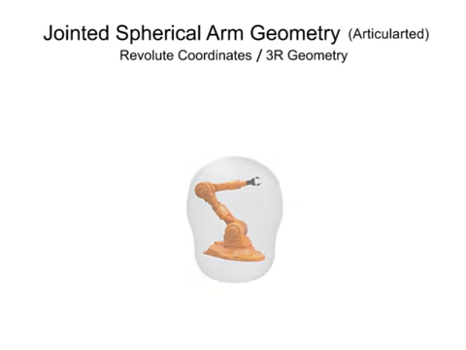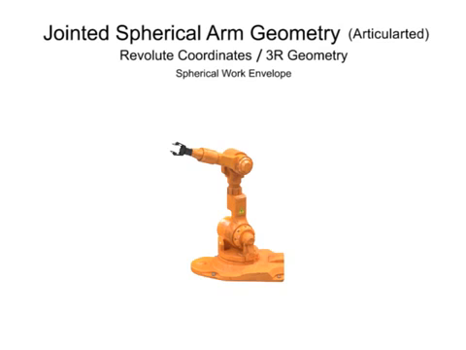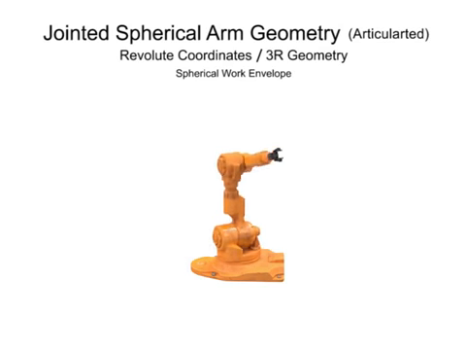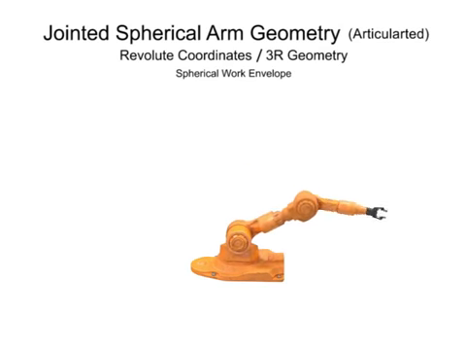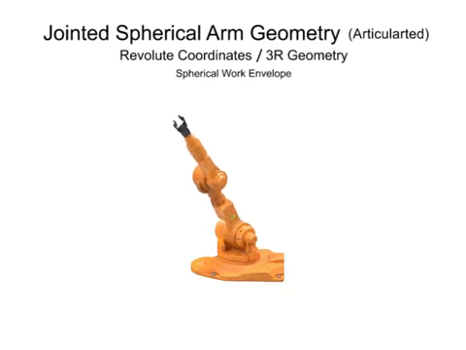Except for very close to the body, the work envelope of a jointed spherical robotic arm is almost entirely spherical. The advantages of this type of work envelope is a robotic arm with very deep reach, minimal floor space use, and high positioning mobility of the tool end arm.